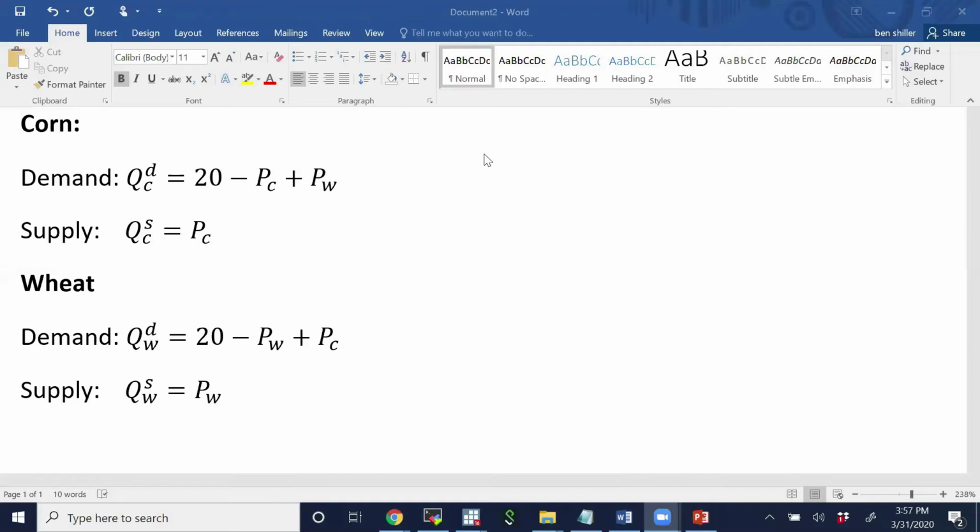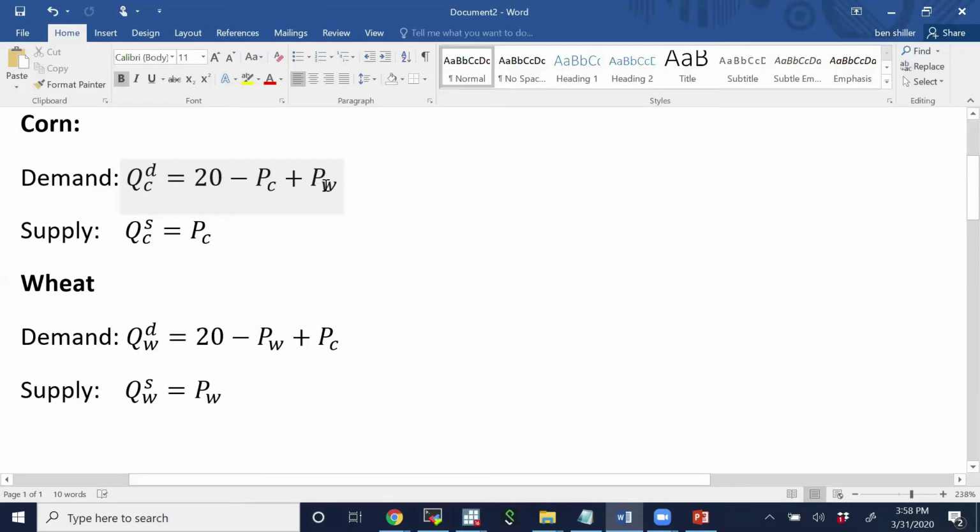Okay, so now let's look at how you'd actually find the price and quantity of both corn and wheat in general equilibrium, if those are the two markets you're considering. Here I show the demand for corn, the supply of corn, the demand for wheat, and the supply of wheat.